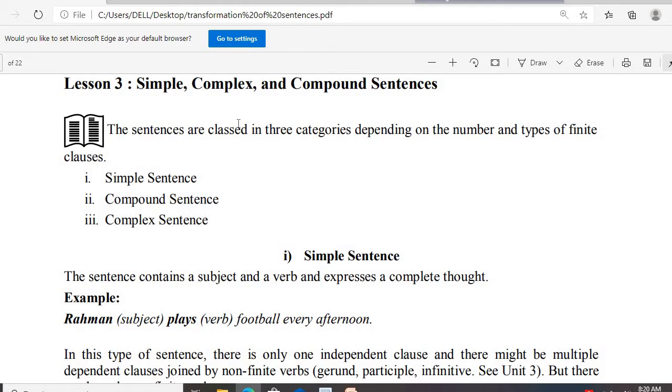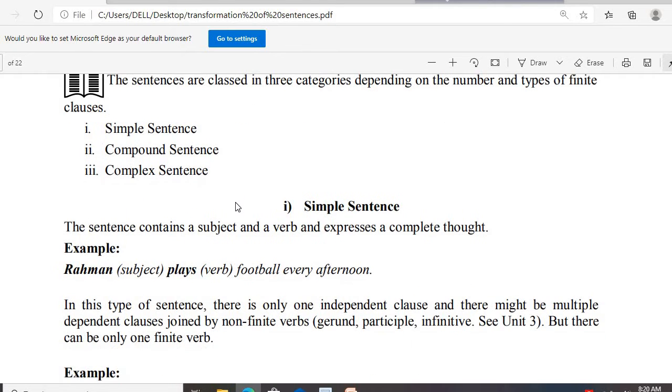Our topic is simple, complex, and compound sentences. These sentences, you see, are classed in three categories depending on the number and types of finite clauses. That is, these sentences depend on clauses. You have to know the clauses clearly, and if you have any problems understanding clauses, you have to take help of grammar. And let's see first a simple sentence.